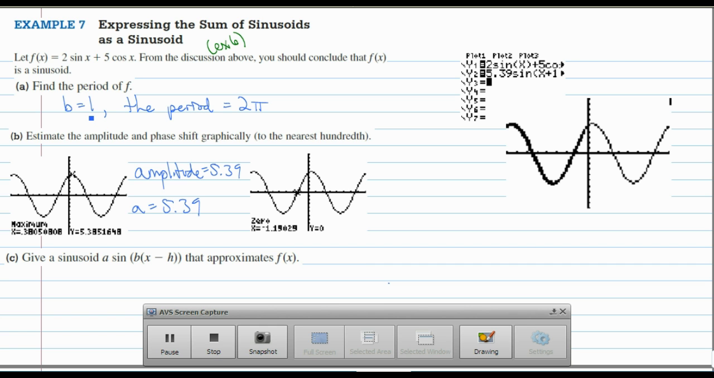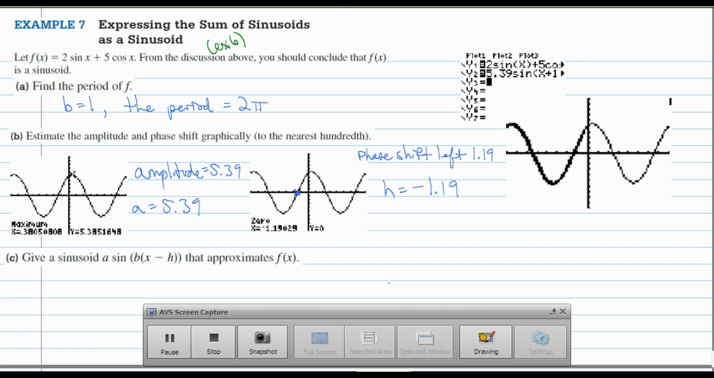The second part says estimate the phase shift graphically. Well, a normal sine curve is going to cross through the origin as it is increasing. So I've got to find out where that point went. So here it is. I found this 0 using my calculator, and that is at negative 1.19. So this was a phase shift left 1.19, which means the h value is going to be negative 1.19.